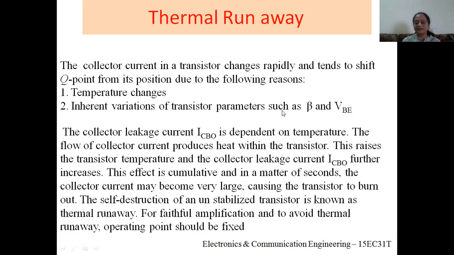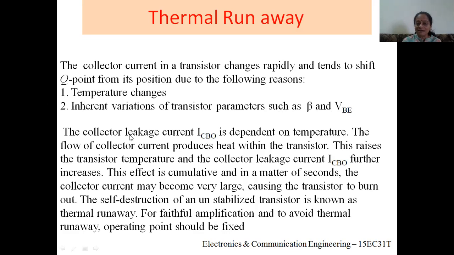Suppose the transistor parameters are there, one is beta. Beta is called the current gain. This is nothing but the output current divided by the input current. If beta changes or temperature changes, the collector current changes. And VBE, the base emitter voltage, is also related to the collector current. Why? Because when the base emitter voltage changes, the base current changes. Base current is directly proportional to the collector current. So if beta changes or the base emitter voltage changes, or one more reason, temperature changes, the collector current changes.